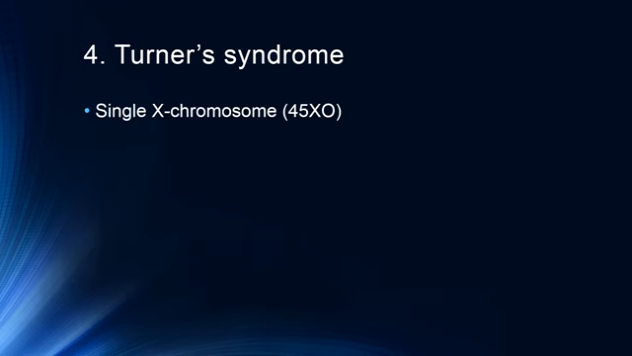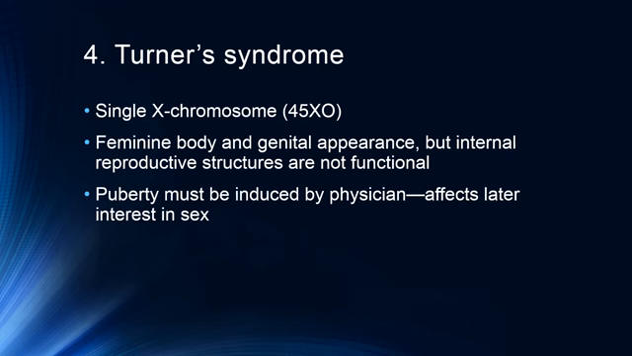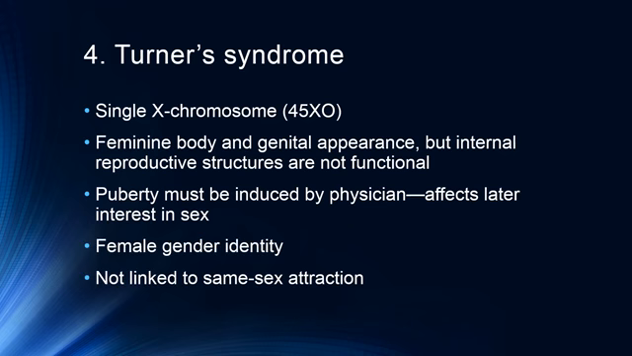Turner syndrome is the result of a single X chromosome. They tend to have feminine body and genital appearance, but internal reproductive structures are not functional. Puberty must be induced by a physician, which tends to affect later interest in sex and also overall development. These women tend to be very short in stature, tend to have a female gender identity, and again not linked to any kind of same-sex attraction.